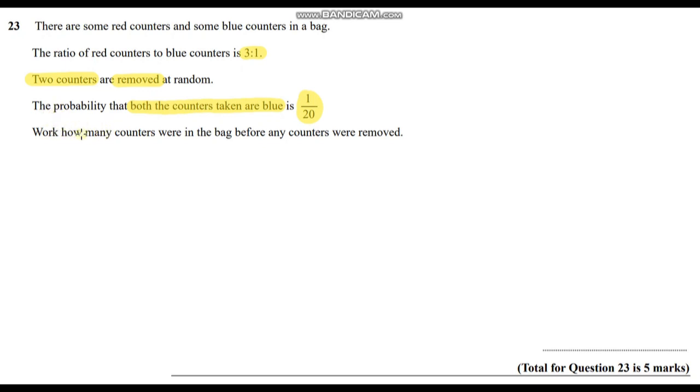Work out how many counters were in the bag before any counters were removed. Now, if we first of all look at this line here, it says the ratio of red counters to blue counters is 3 to 1. So we can use this.